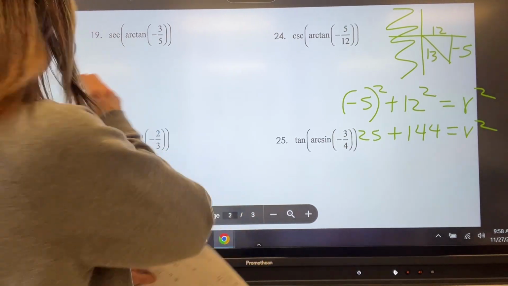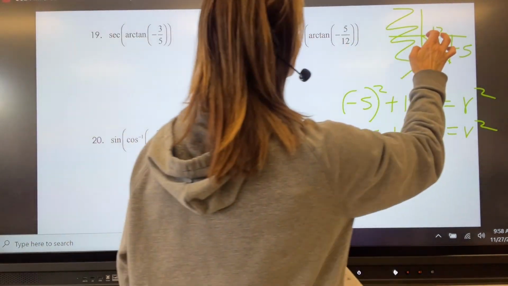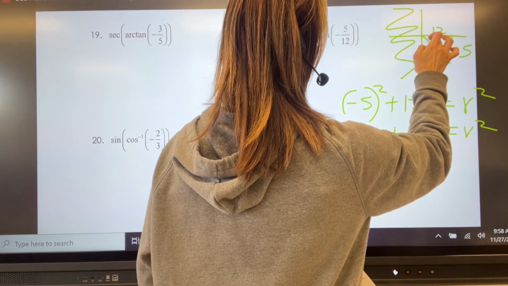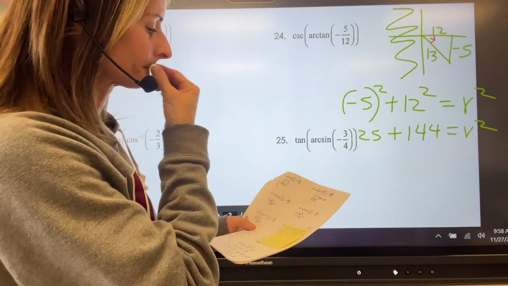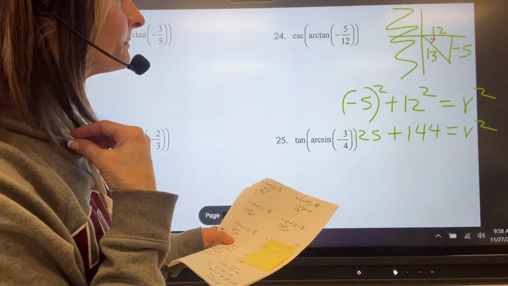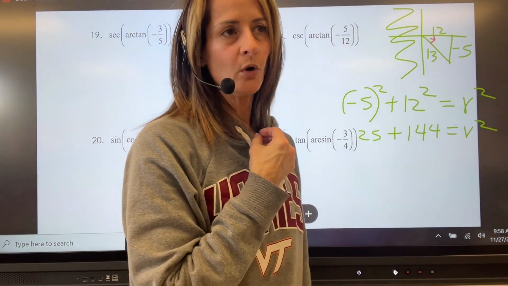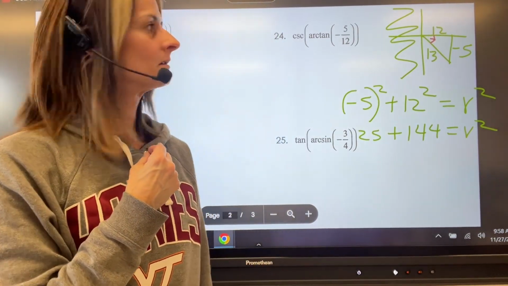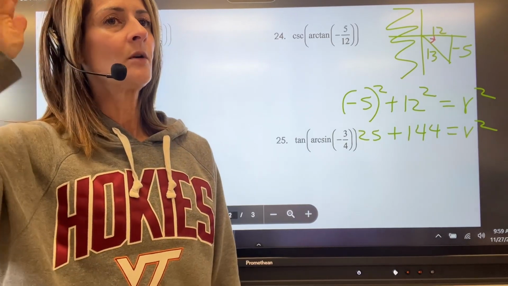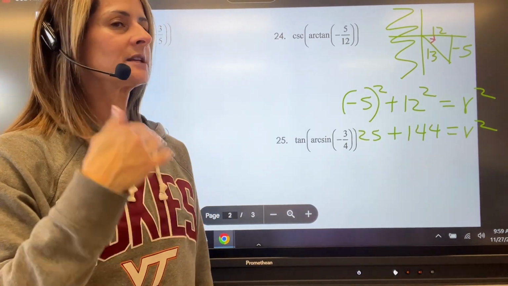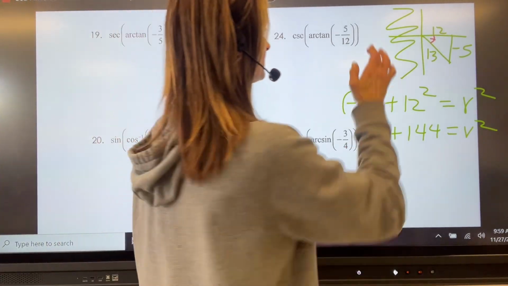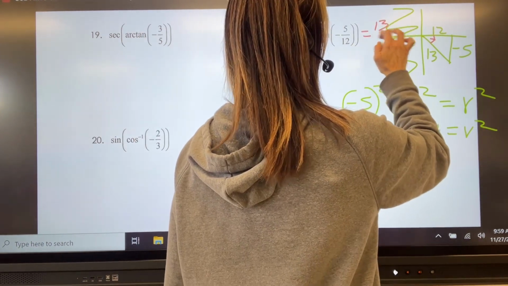So now that we have that, here's the angle. That's the angle we're working with, and we're asked to find the cosecant. Cosecant is the reciprocal of sine. So instead of it being y over r, it's going to be r over y. So that's just going to be 13 over -5.